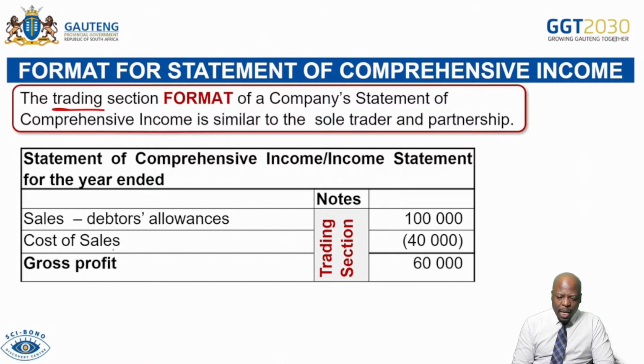All right, so here you're going to find your sales less debtors allowances. Very key that whenever you are given debtors allowances, you subtract them from your sales, and then you end up with your 100,000 there. Remember, these are figures that I've just made up so that you can understand the format better. And then you have your cost of sales. In most cases, the examiner can give you the markup percentage, and then they want you to calculate cost of sales. Or they can give you the cost of sales, and then they want you to calculate your sales. So you just have to watch out for that. And then you get your gross profit.